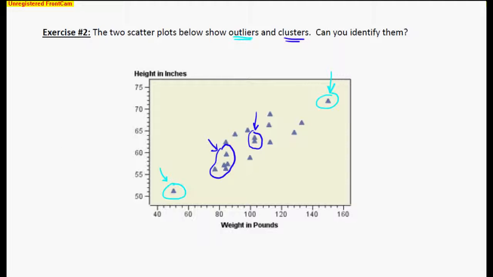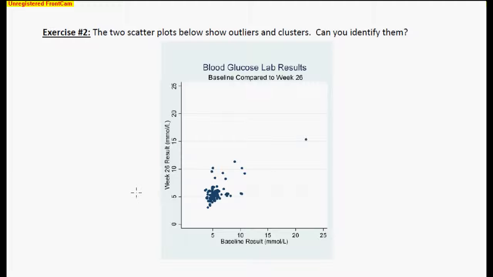All right. Let's get the other one up here. Take the other one off. This is results from blood glucose lab results. And again, we want to do the same thing. Are there any outliers? I'll do that in that light turquoise color. And that right there definitely is an outlier. So I would definitely label that an outlier. And clusters, those are pretty easy to see as well. We'll do that one in this other color. This has got to be a big cluster of points right there.